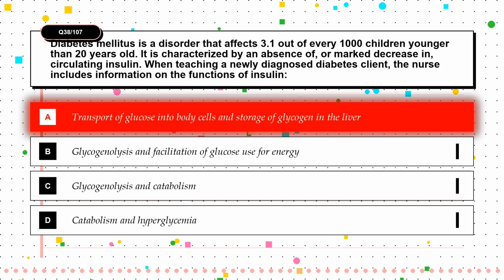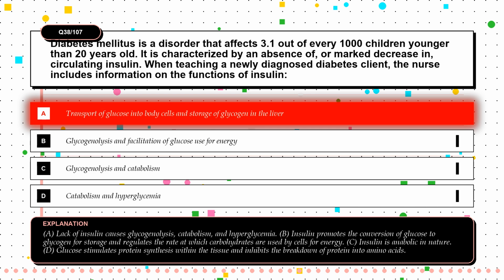The correct answer is option A. Transport of glucose into body cells and storage of glycogen in the liver. B. A lack of insulin causes glycogenolysis, catabolism, and hyperglycemia. The insulin promotes the conversion of glucose to glycogen for storage and regulates the rate at which carbohydrates are used by cells for energy. C. Insulin is anabolic in nature. D. Glucose stimulates protein synthesis within the tissue and inhibits the breakdown of protein into amino acids.